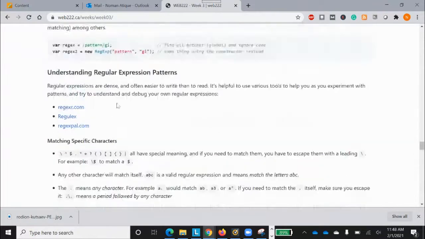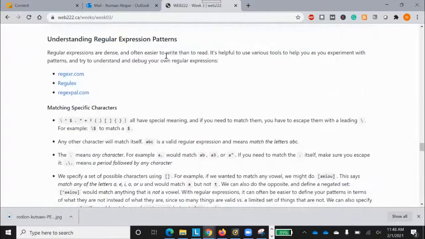new format. Now, regular expressions are dense and often easier to write than to read. This is an interesting statement. They are easier to write than read. Sometimes it will be very difficult to read them, but if you know how to write them, writing will become very easy. But again, of course, once you know it, you will be easily reading it as well.